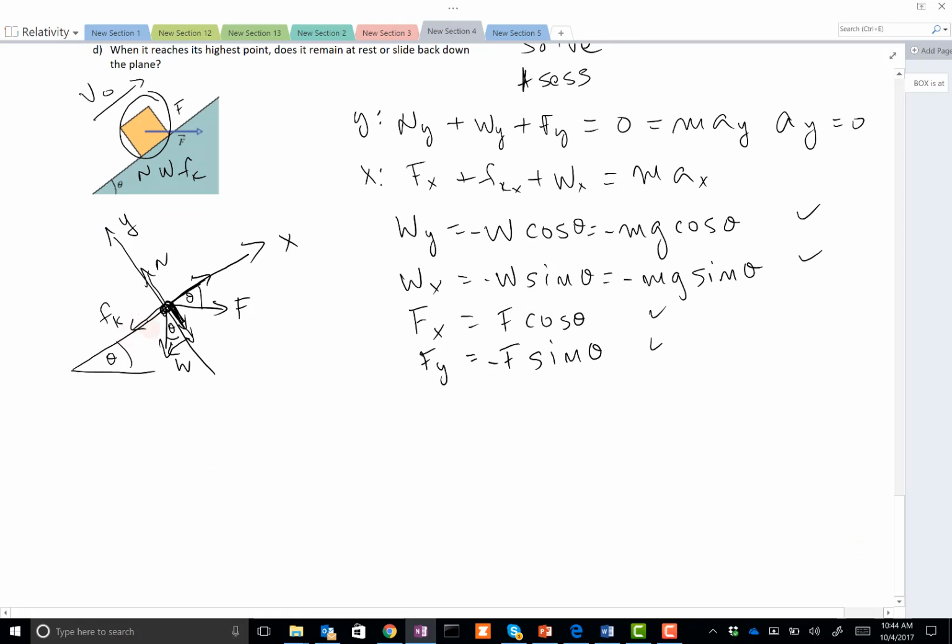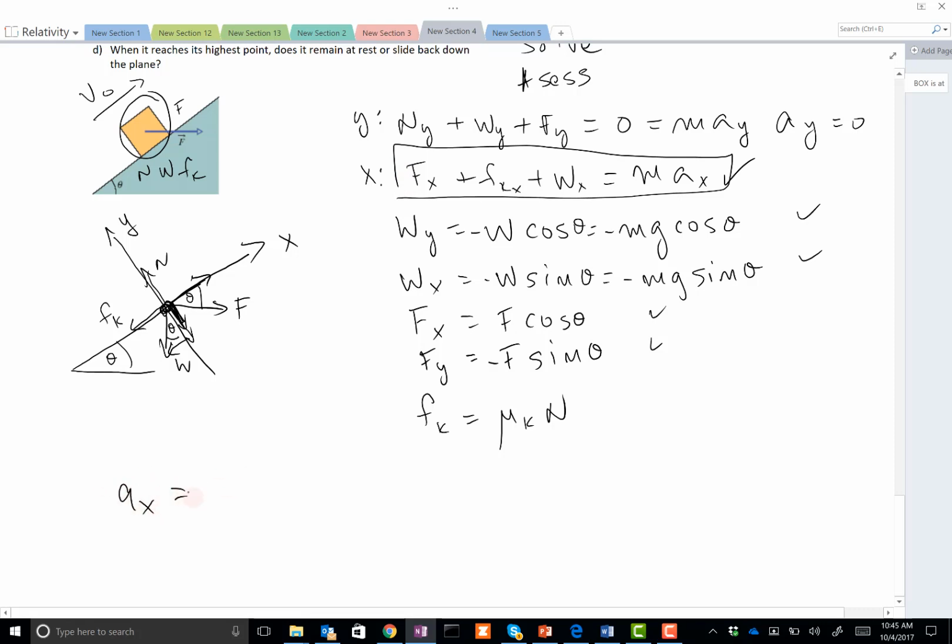The friction is this force here, and remember the friction force is just the friction coefficient times the normal. Okay, so we have all the forces. So now we want to find the acceleration. The acceleration is given by this equation here, the x equation. So let's just write that down. So the acceleration then would be what?